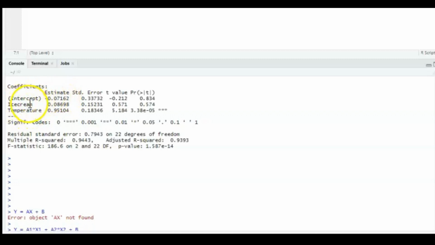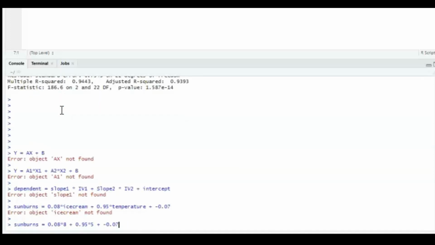If ice cream increases with 1, then sunburn increases with 0.08. And if temperature increases with 1, then the sunburns increases with 0.95. And if you then turn that into a formula, you get this one. Sunburn is 0.08 times the amount of ice creams plus 0.95 times the temperature plus the intercept of minus 0.07.